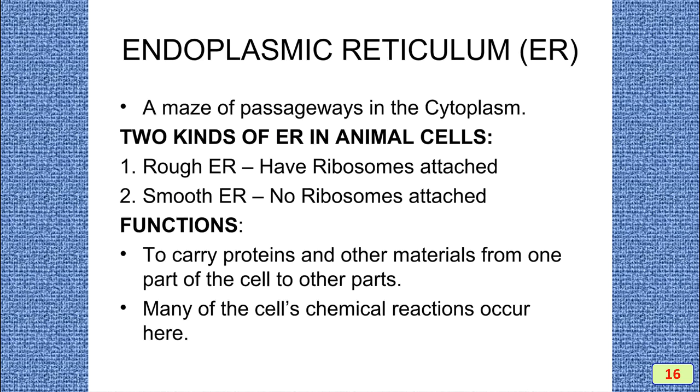Then the endoplasmic reticulum is also known as ER. It's a major passageway in the cytoplasm, and two kinds of ER are there in the cells. Rough ER has ribosomes attached, and smooth ER has no ribosomes attached. They carry proteins and other materials from one part of the cell to other parts.